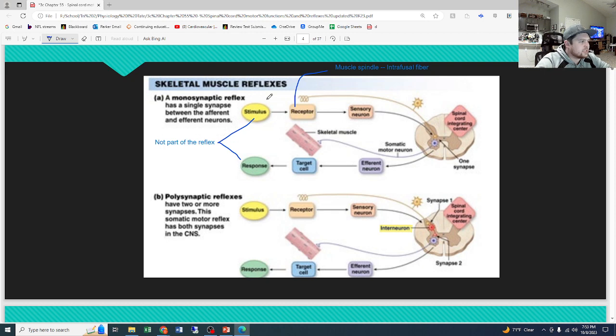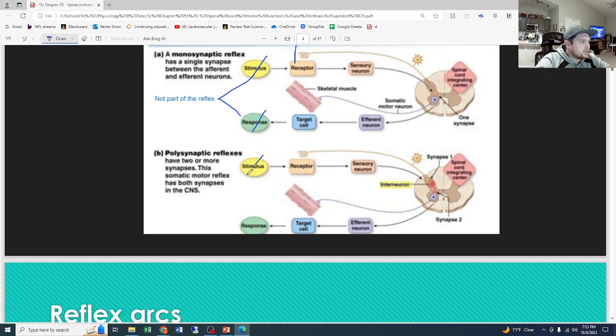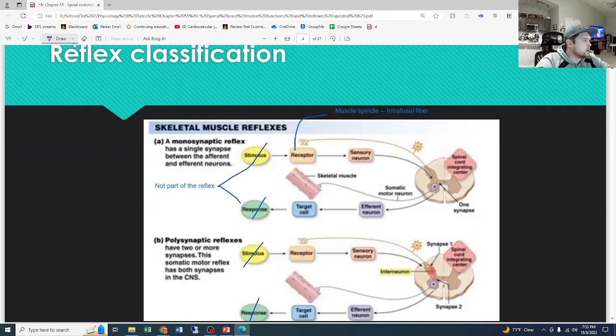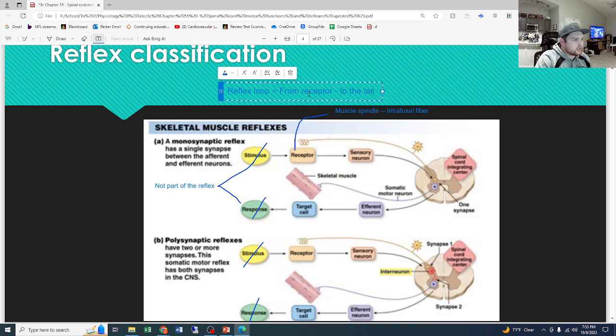And this is one thing I really want to note. The stimulus itself and the response, neither of these are actually part of what we call the reflex loop. The reflex loop is from the receptor to the target cell. So this receptor, sensory neuron into the spinal cord, efferent neuron, and the target cells, that's all the actual reflex loop. The stimulus and the response aren't counted with the reflex. Again, this is how I was taught it. If your professor is saying something different and they want to include it, that's up to them. Make sure you listen to your professors.